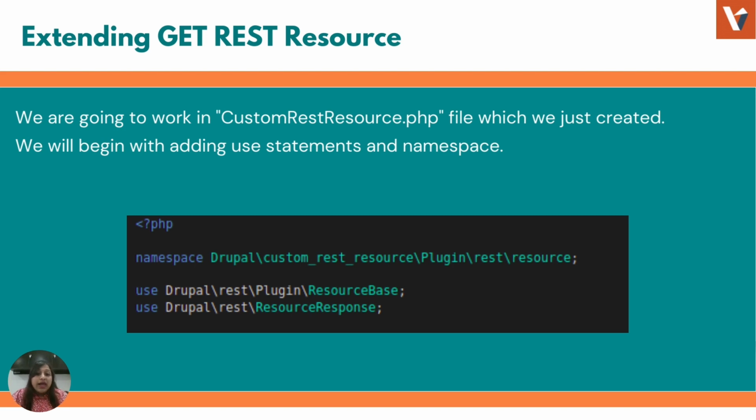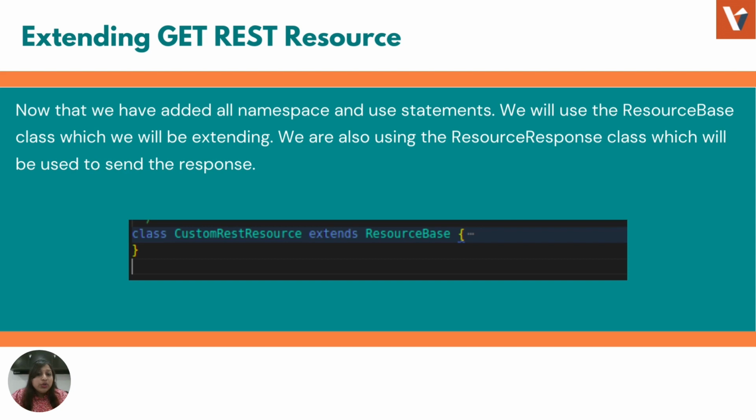Also note that the file name and class name will always be similar. Right now my file name is CustomRestResource.php, so I need to keep my class name as CustomRestResource. Moving further to the class implementation, as you can see, my class name is CustomRestResource, which is extending ResourceBase. Now, for the GET method, what we have decided is we will just be informing about our system. We are just sending a GET request and you should send us a message in return.